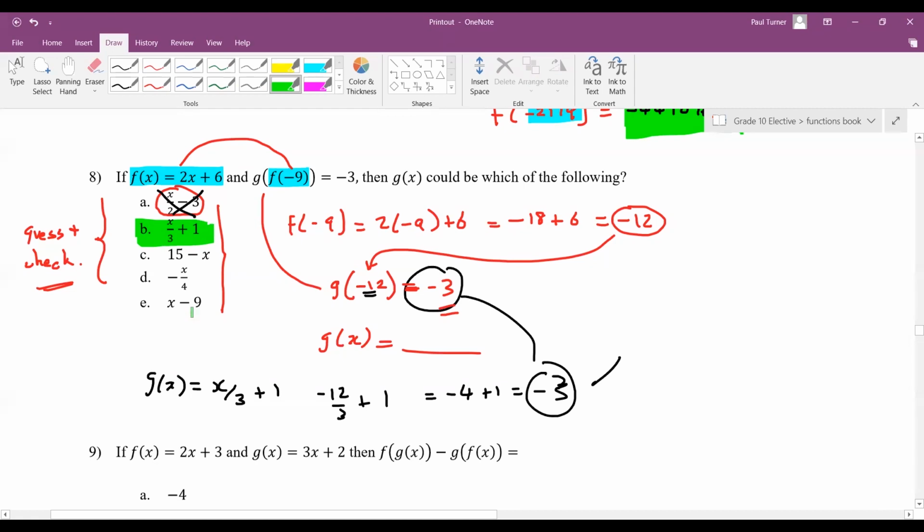You don't need to check anymore. They should all be wrong. So 15 minus negative 12. No, 15 minus, yeah, that would be positive. So yeah, none of these others work. So when you're checking a multiple choice, just start from the top and go down unless you see one that obviously is correct. Okay, that's question 8.